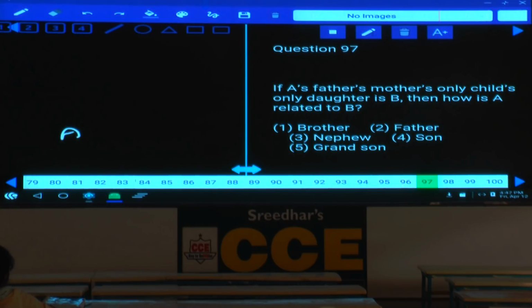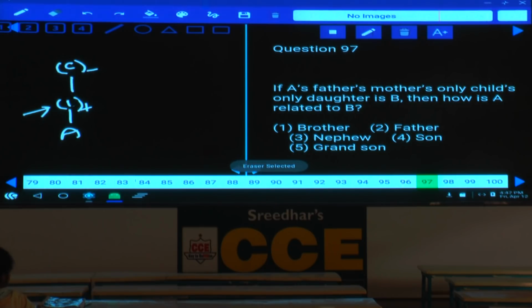Now A is here, A's father, and A's father is having a mother. A's father's mother's only child. Now let us take A's father is B and father's mother is C and mother's only child is none other than B, isn't it? Only child's only daughter is B.